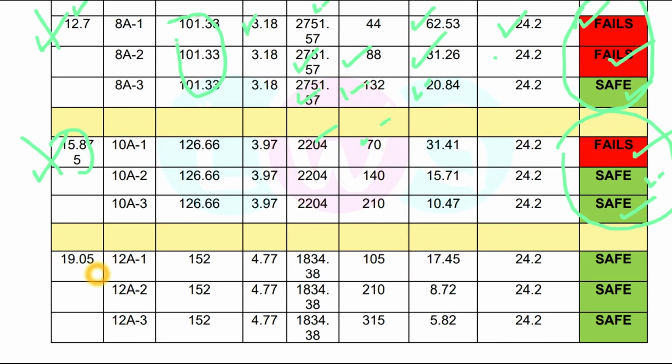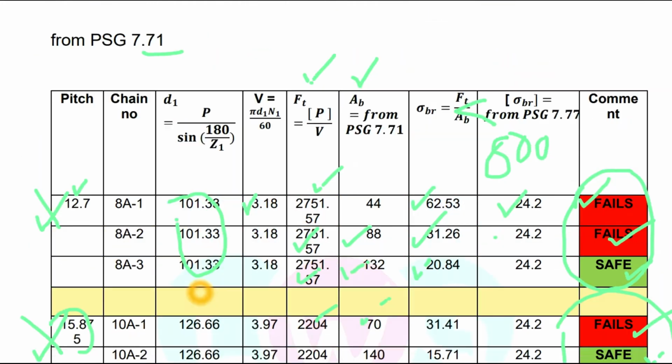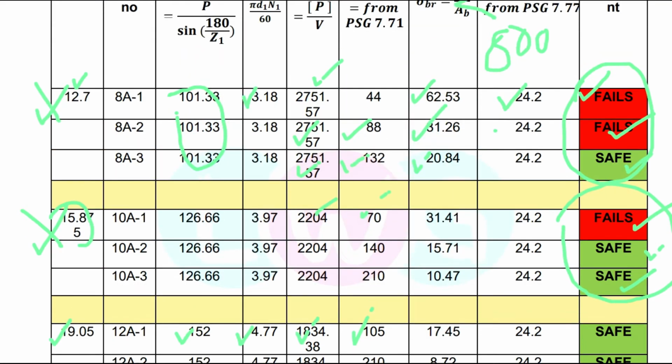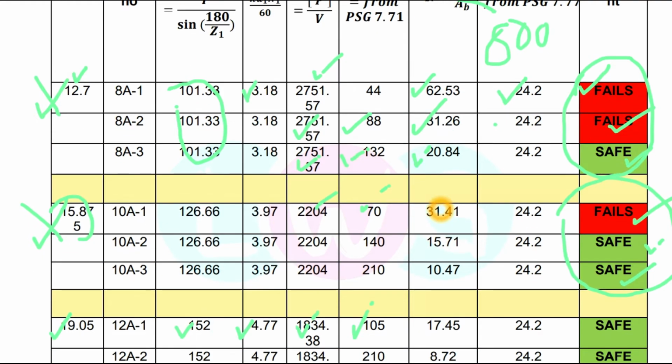Okay, so moving to the next, after 10A1, A2 and A3, the next number is 12. So 12A1, 12A2, 12A3. In this you will get the pitch number, then find the value of D1, find the value of V, then find the value of FT. The AB value you will get from the PSG page itself, from that table only you will get the value, then the calculated BR.